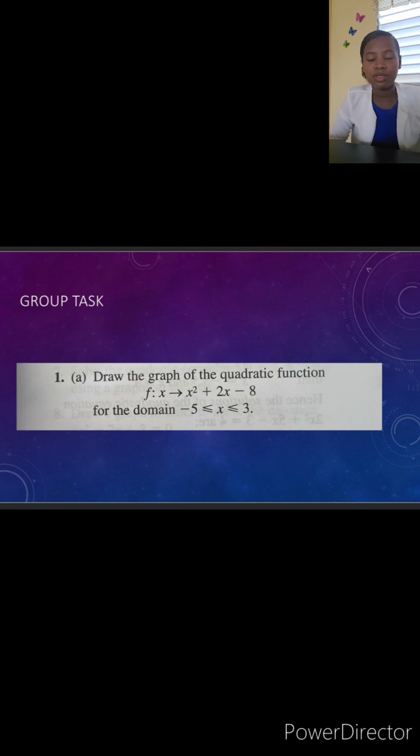Alright, your time is up. So Andrea from group 1, Samuel from group 2, and Jessica from group 3, each of you will take one side of the board and you will work your problem. Let's see if you understand, and you will also give a detailed explanation of what you did.